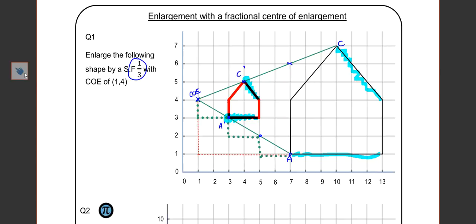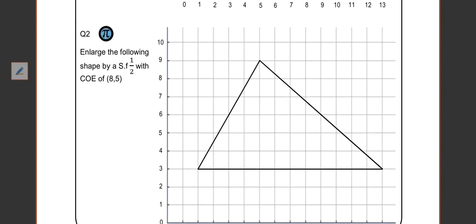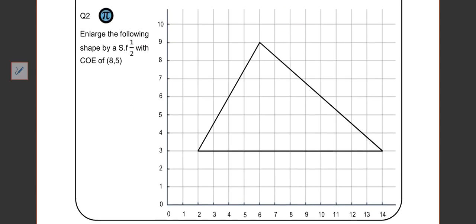Now, what do you notice? Go on, sorry, which question? The second one. Okay. What do you notice about this second one? So the centre of enlargement is... It's going to be inside. It's inside. So 8.5. Okay. Alright, so the centre of enlargement is inside. But that's not a problem. We still follow the same rules.